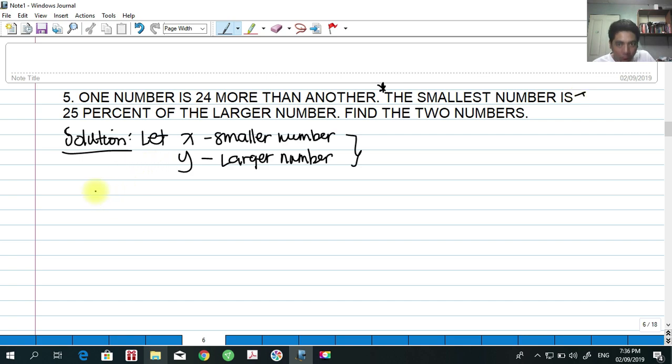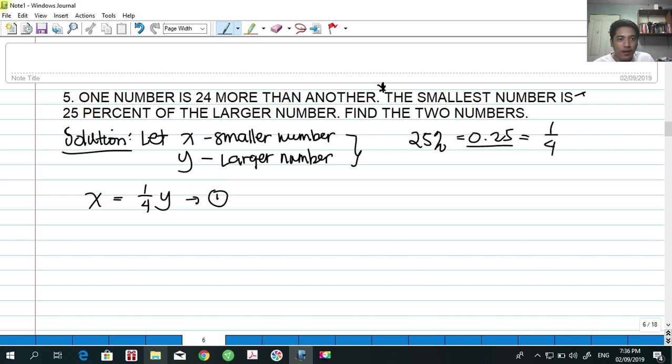So the smallest number, which is x, the smaller number is 25%. 25% is actually 0.25. And if you convert this into a fraction, that is one-fourth. So we have the smallest number is 25%, that is one-fourth of the larger number. That is our first equation.